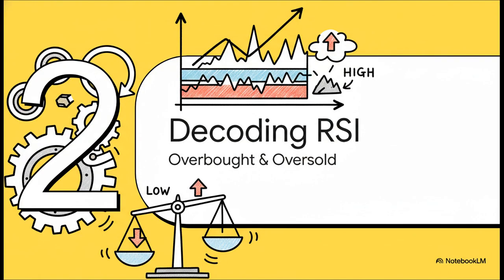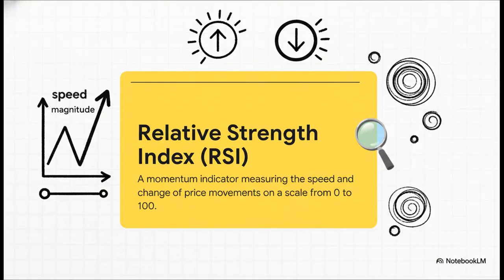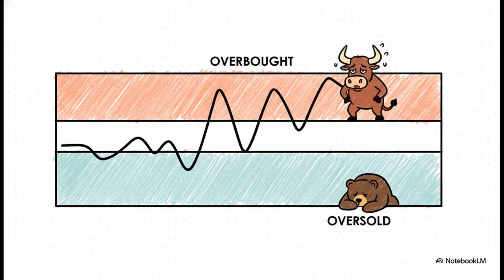Okay, so how does this thing actually work? Let's decode the RSI and figure out what these terms overbought and oversold really mean for us as traders. Basically, the RSI works on a really simple scale that goes from 0 to 100. What it's doing is calculating how fast and how much the price has been changing recently. This helps us figure out if something is getting a little too expensive or maybe a little too cheap at its current price. So the classic rule of thumb is pretty simple.